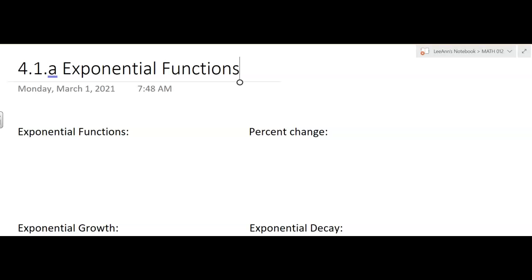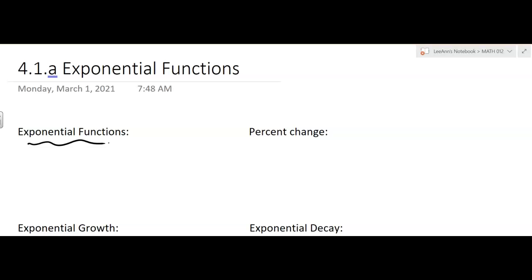Okay? So this is an example of an exponential function. Something doubling every time is going to increase at a quick rate, okay? So these are the types of functions we're going to talk about. So I don't know what you want to write for exponential functions, but that's just a little example.